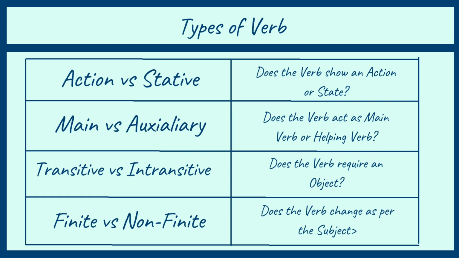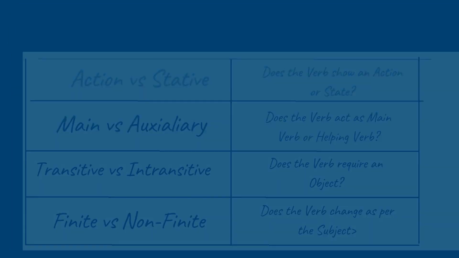Number 3, transitive versus intransitive. Does the verb require an object or not? And number 4, finite versus non-finite. Does the verb change as per the subject? I hope based on these questions, you will be able to identify the different types of verbs.